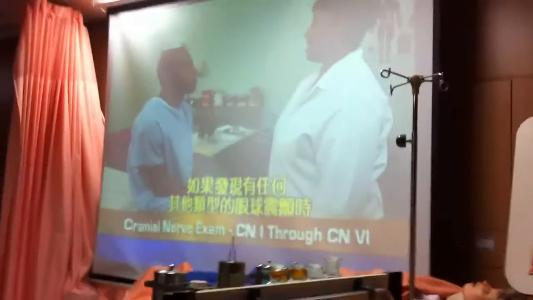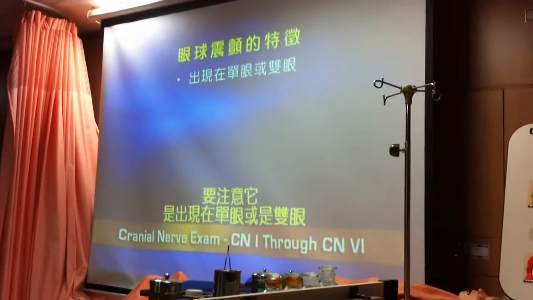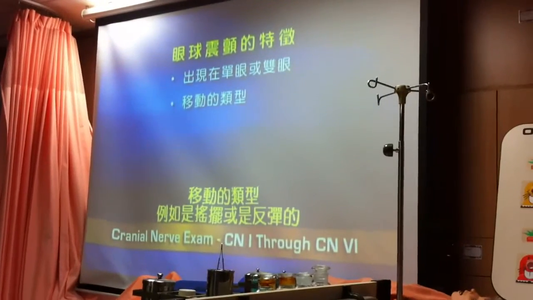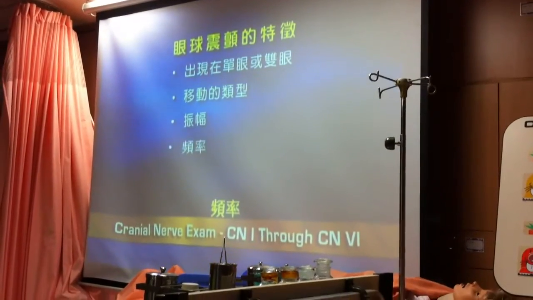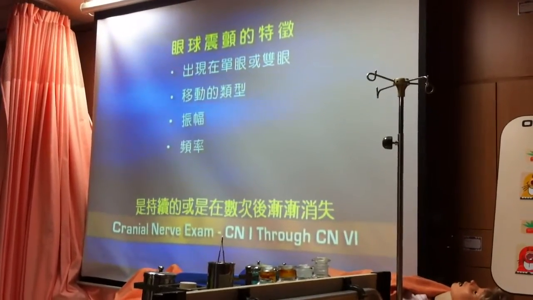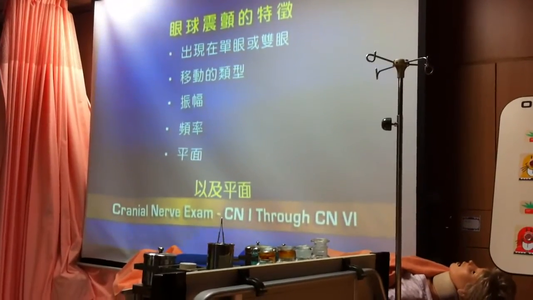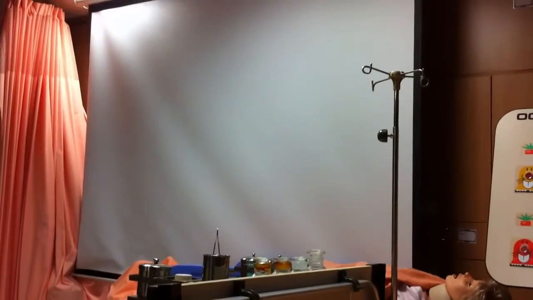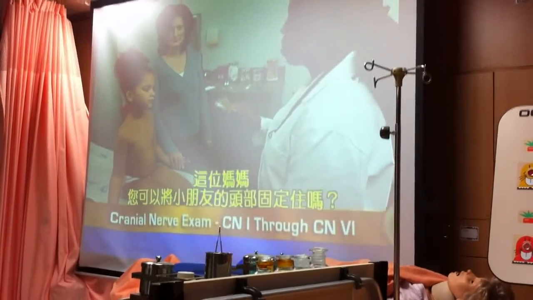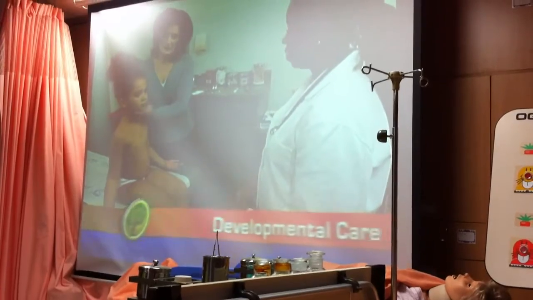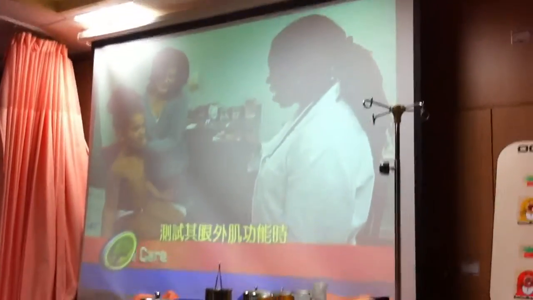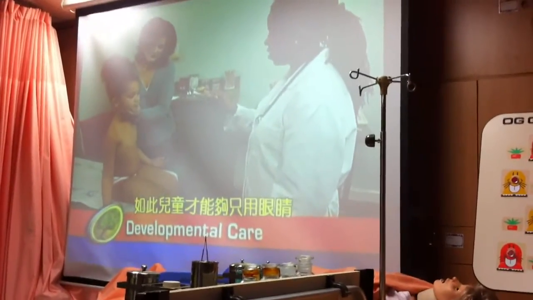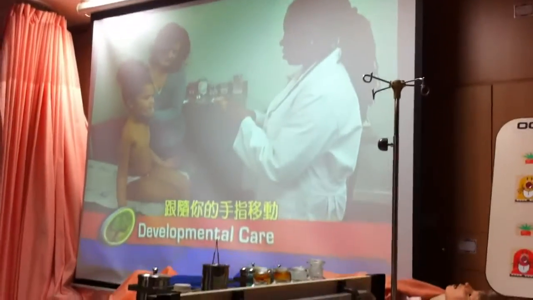If you find any other nystagmus, note its presence in one or both eyes, type of movement, such as pendular or jerk, amplitude, frequency, which may be constant or fade after a few beats, and plane, which may be horizontal, vertical, or rotary. Mom, would you hold her head for me? When testing extraocular muscle function in a preschool or school-aged child, have the parent hold her head so that she tracks your movement with her eyes only.